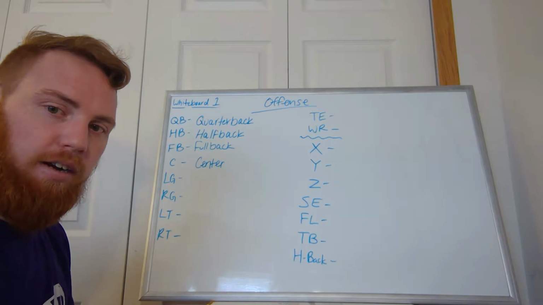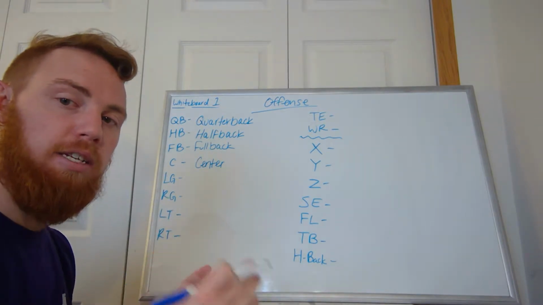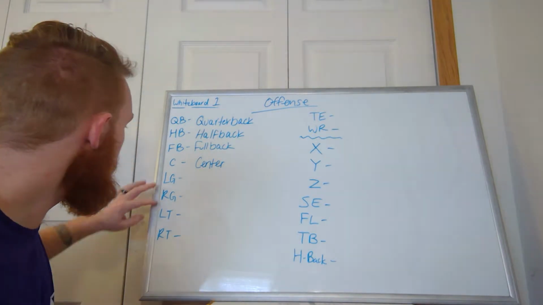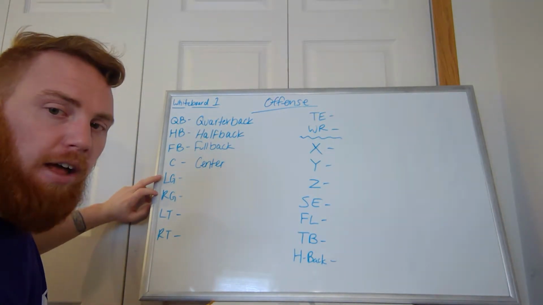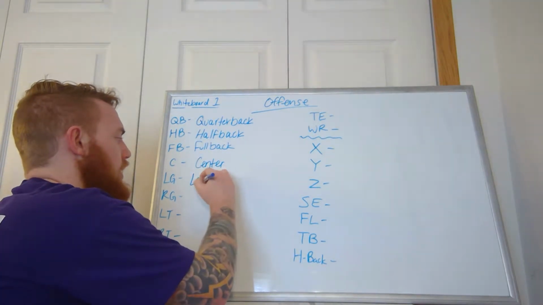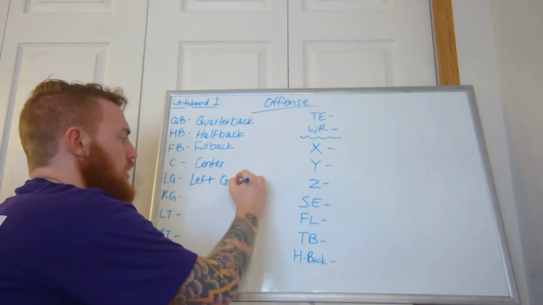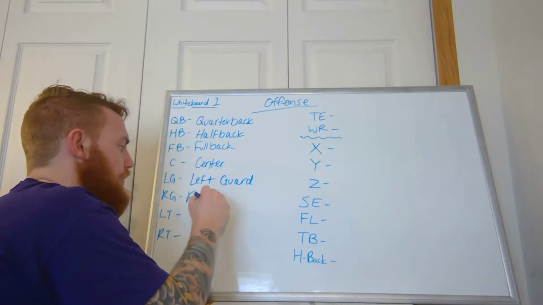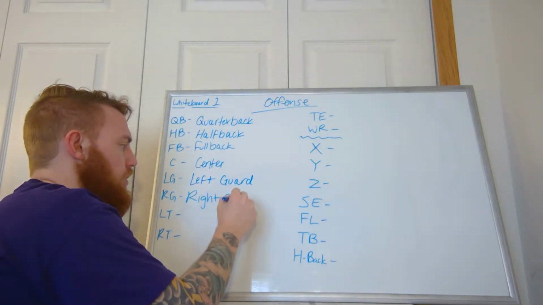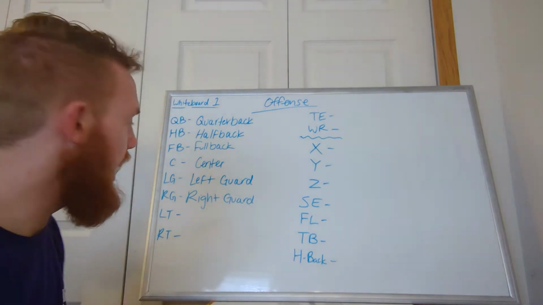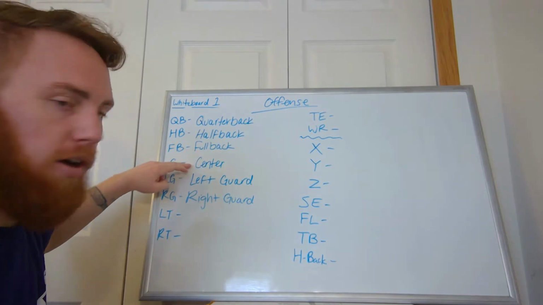The center is the player that snaps the ball to the quarterback. Next to the center are 2 interior offensive linemen. Those linemen are called guards. So that's going to be going with LG and RG. So we're going to have left guard and right guard. So there we have our interior lineman and our center.